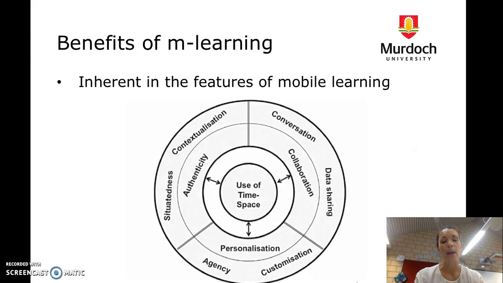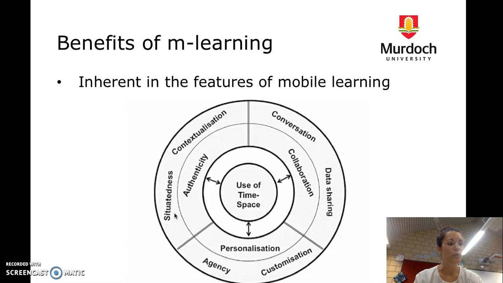Now, the benefits of M-learning. So if you're having a look at our little module down here, you've got the use of time and space, which is in the center here, and that comes out to a few categories: authenticity, collaboration and personalization. And then that goes out even further. So when it comes to collaboration, the conversations that have been having, the data sharing. With personalization, you can customize things, the agency that's being used. And then the authenticity is the contextualization and the situatedness. I love these big tongue twister words.